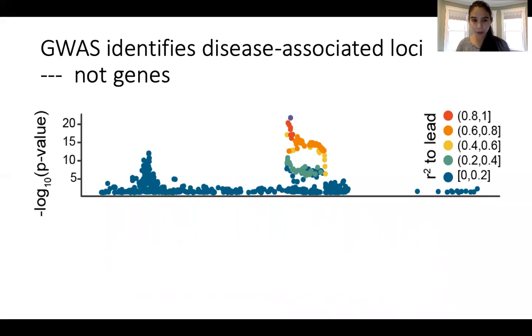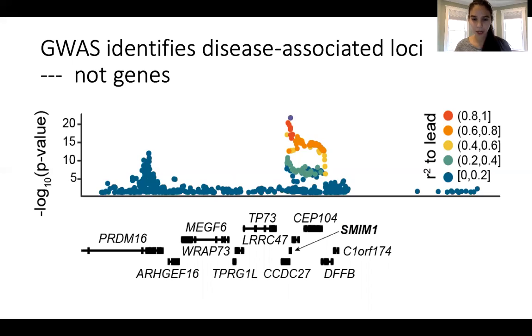A second thing that you might want to know is, is there a gene or a couple of genes that are in some sense responsible for the association at this locus? So here are the genes in this particular locus, and so what does it mean to be responsible for an association or to explain an association?